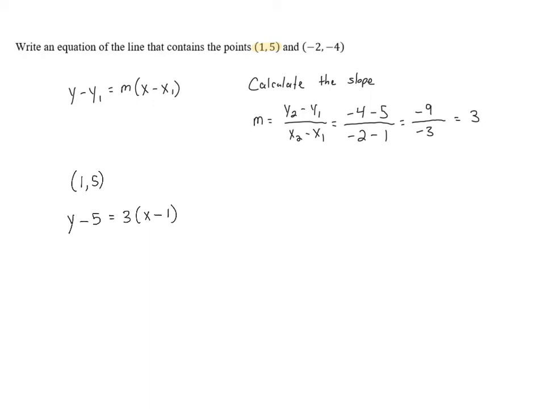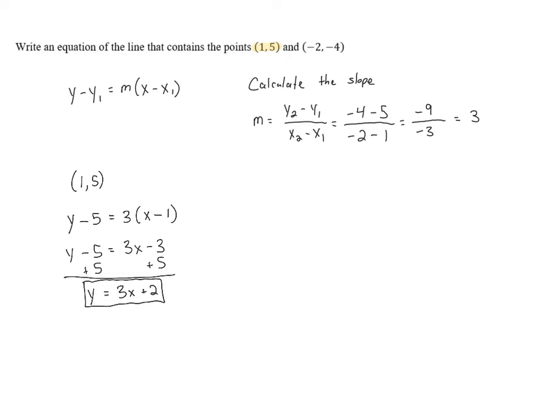If we distribute the 3 on the right to simplify things, this becomes y minus 5 equals 3x minus 3. And to get the y alone, we add 5 on both sides. This gives us y on the left equals 3x plus 2, which is the simplified equation for that line.